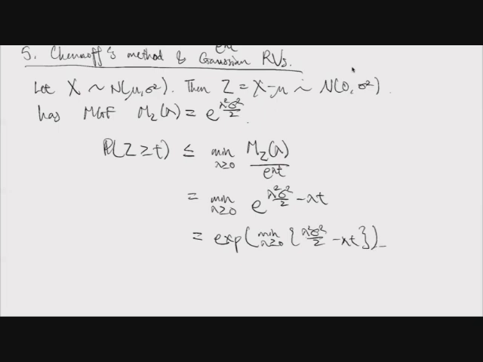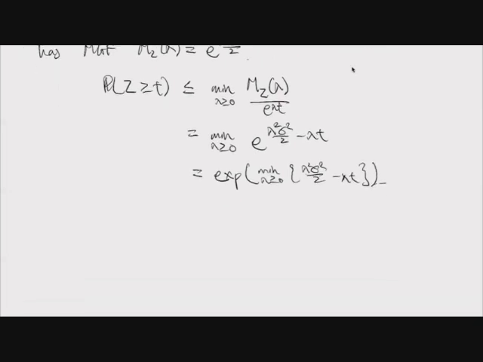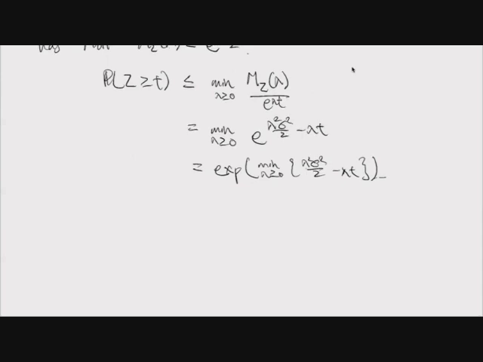Okay, and now we're in good shape because the expression that we want to minimize is a quadratic. To find the minimum of this, we can use calculus, or we can just use the quadratic equation that you learned in high school. So we minimize the exponent using the quadratic formula.